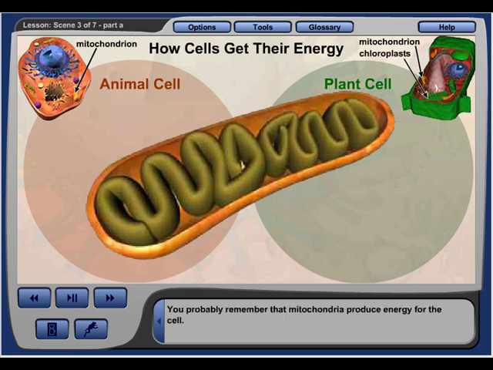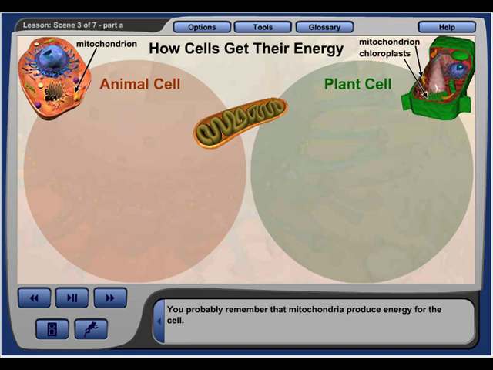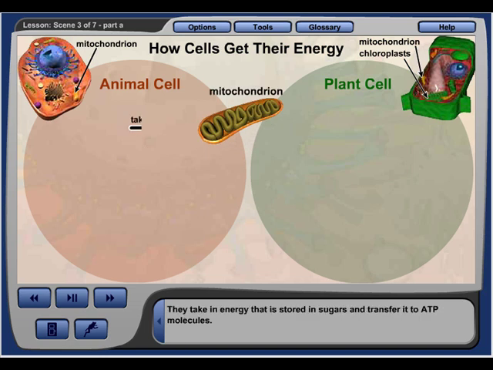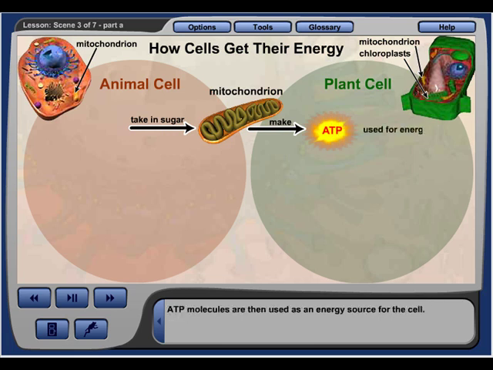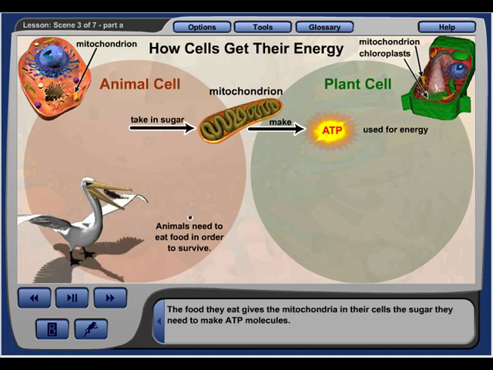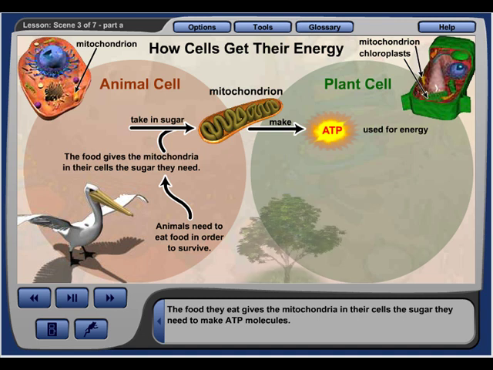You probably remember that mitochondria produce energy for the cell. They take in energy that is stored in sugars and transfer it to ATP molecules. ATP molecules are then used as an energy source for the cell. Animals need to eat food in order to survive. The food they eat gives the mitochondria in their cells the sugar they need to make ATP molecules.